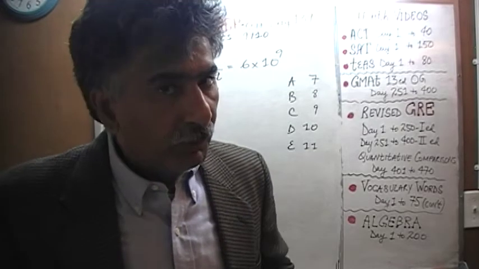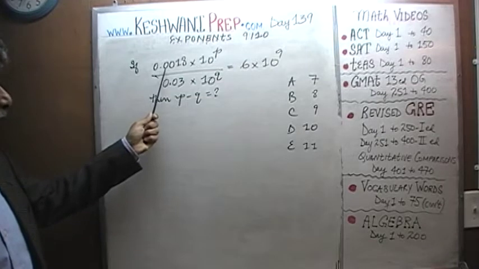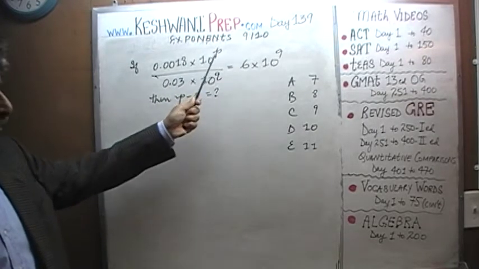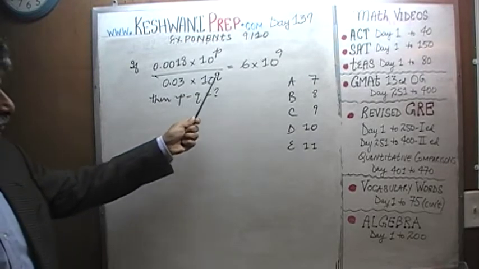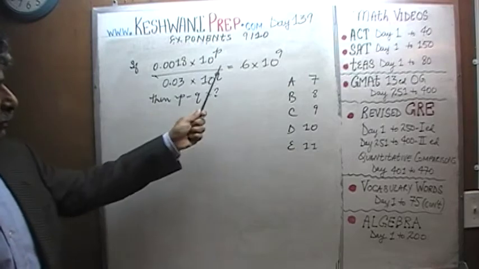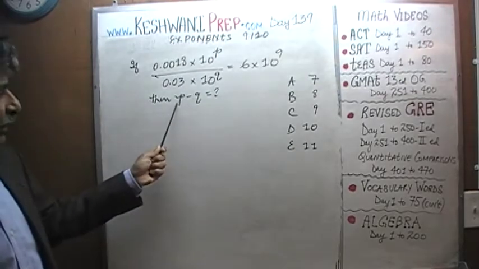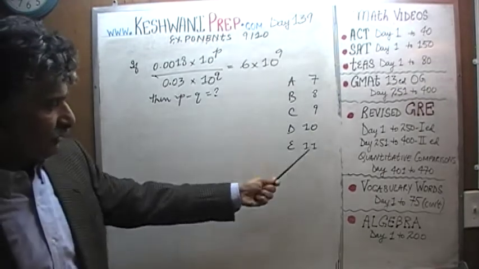Problem for today is already on the blackboard. Let's take a look at it. It says if 0.0018 times 10 raised to p, as in Peter, divided by 0.03 times 10 raised to q, if this quantity happens to equal 6 times 10 raised to 9, then what is the value of p minus q? P minus q is what we're looking for. These are the answer choices right here.